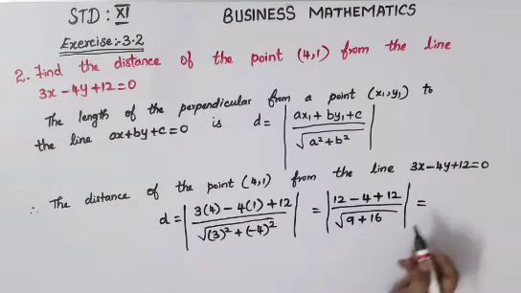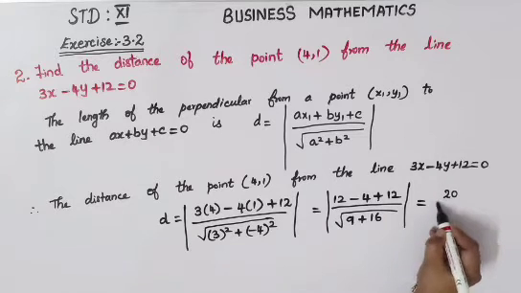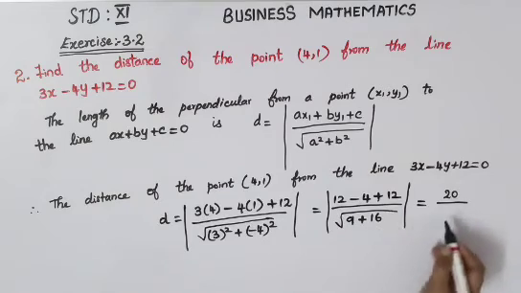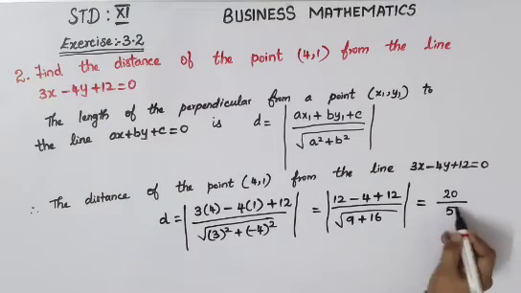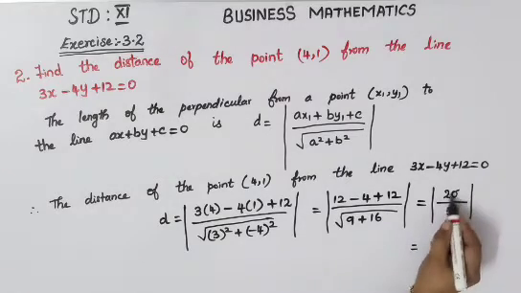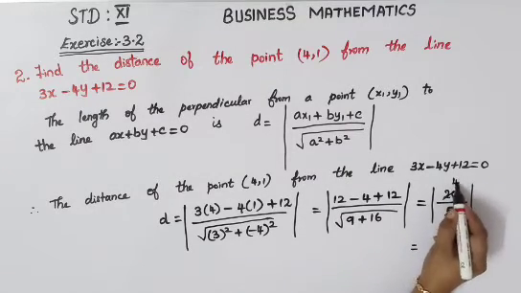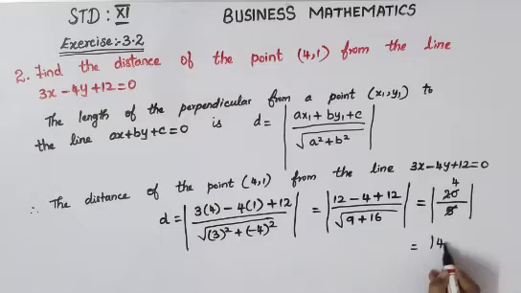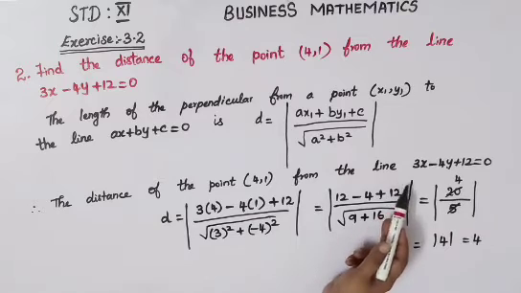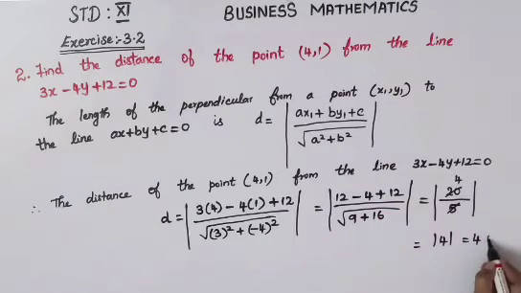24 minus 4 will get 20, divided by root of 9 plus 16, which will get root 25. Root 25, the value will be 5. That is within the modulus, which is equal to 20 by 5; you can cancel it, you will get 4. So modulus of 4, that you can write as 4 itself. Therefore the distance of the point (4, 1) from the line, which is what they have asked, is 4 units. So this is the answer for your second question.